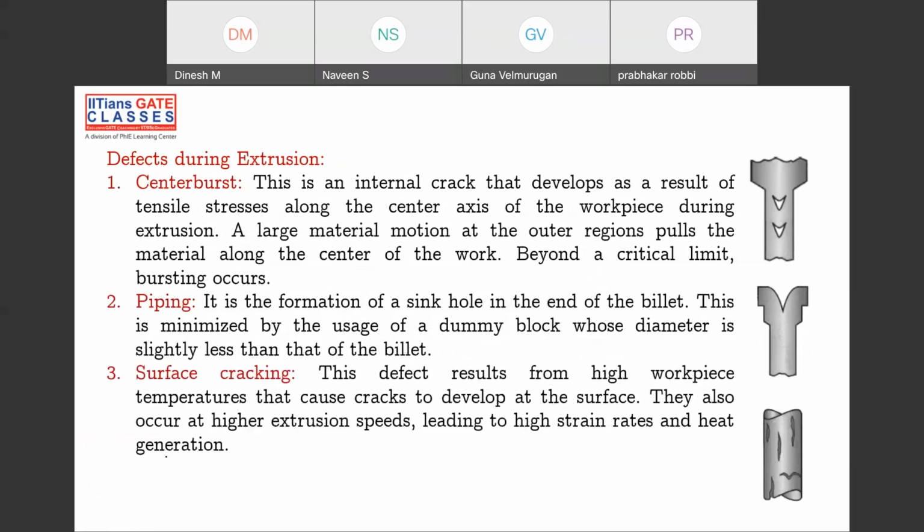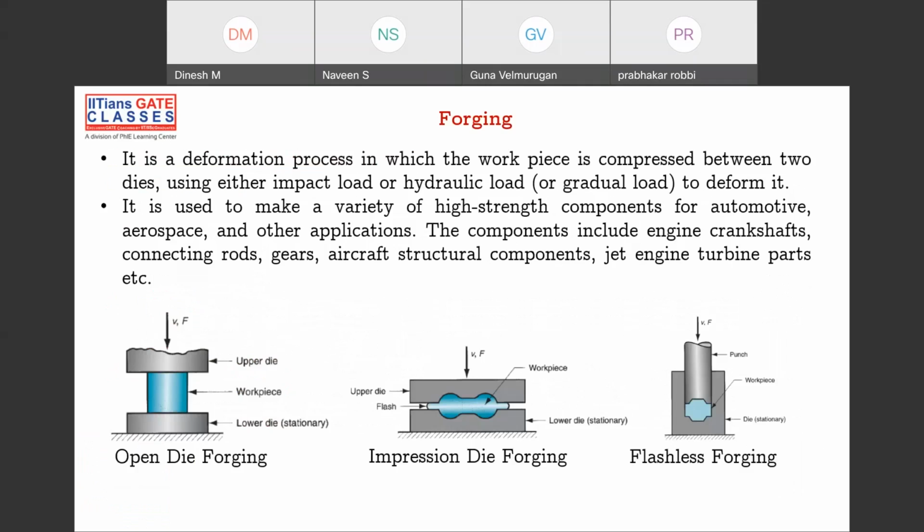Next is extrusion defects. Extrusion defects are nothing but, you can see here, center burst. There are some holes that are formed in the center, and this is called piping. Surface cracks. All these things are the defects for extrusion. And next is forging.